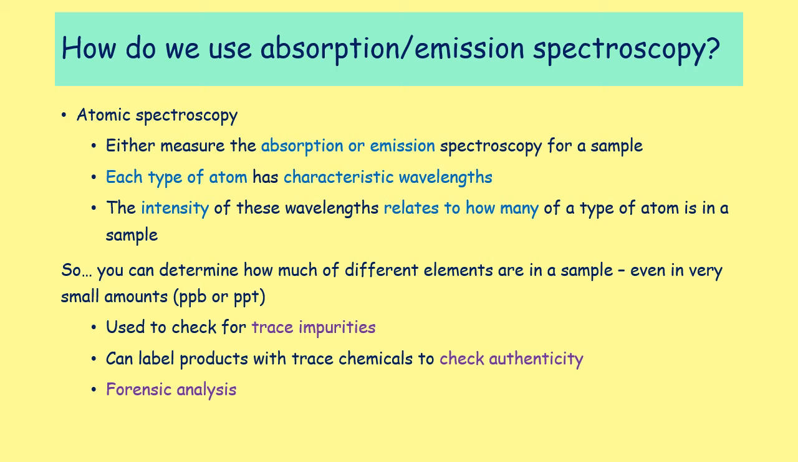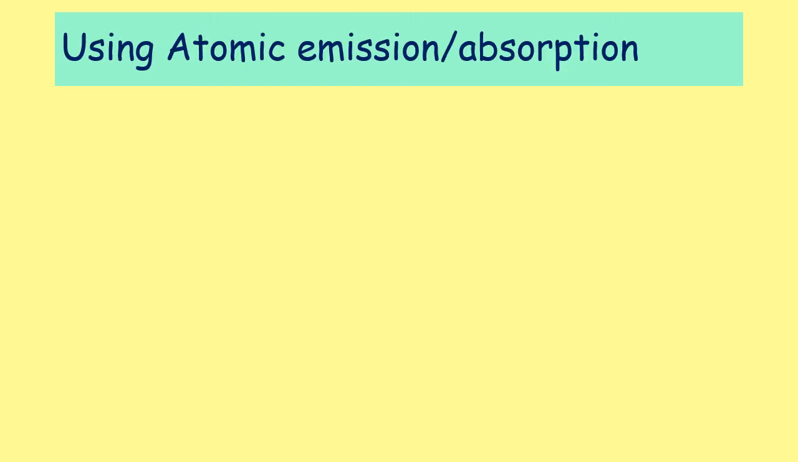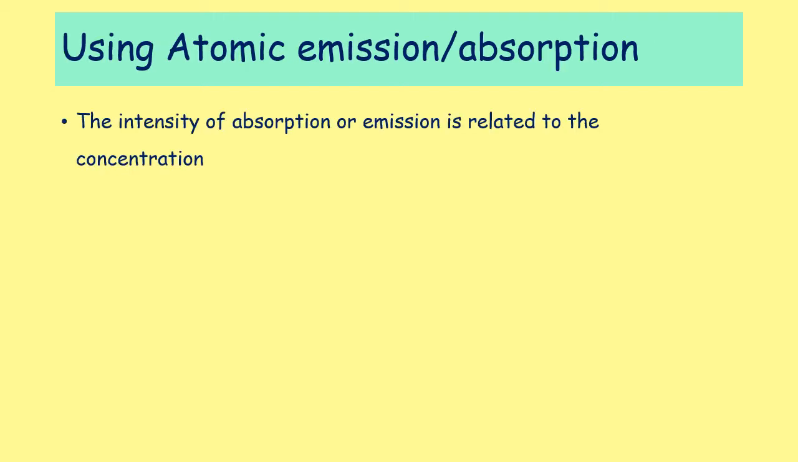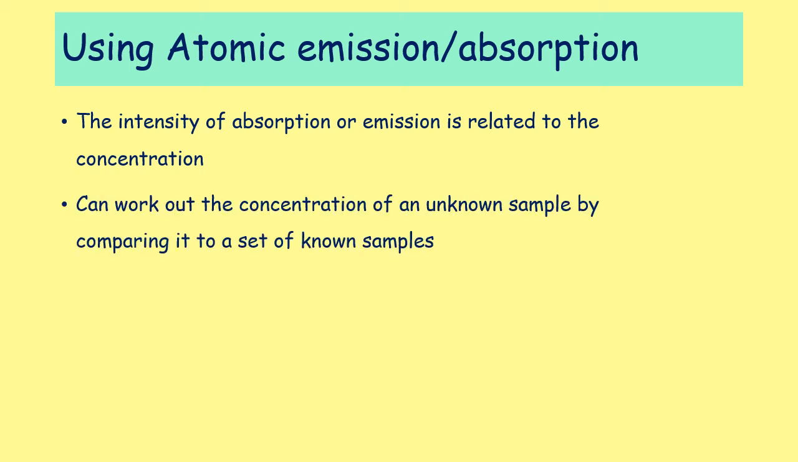And it's also used for forensic analysis and anthropology analysis, so analysing bones and teeth to see where they came from and what lifestyle they had. Now, in this technique, what you need to know is the absorption or emission is related to the concentration of atoms in that sample. And remember, you're always atomizing the sample, because if you've got bonds, that's going to interfere with the degree of absorption or emission.